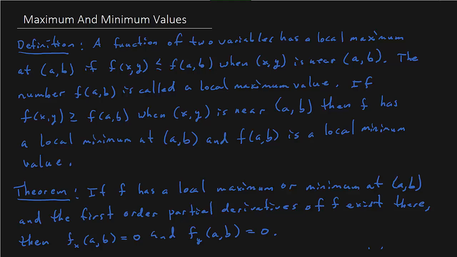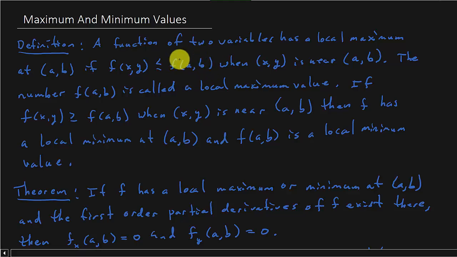Let's look at this definition here. It says a function of two variables has a local maximum at (a, b) if f(x, y) is less than or equal to f(a, b) when (x, y) is near (a, b). The number f(a, b) is called a local maximum value. If f(x, y) is greater than or equal to f(a, b) when (x, y) is near (a, b), then f has a local minimum at (a, b), and f(a, b) is a local minimum value, which makes sense.